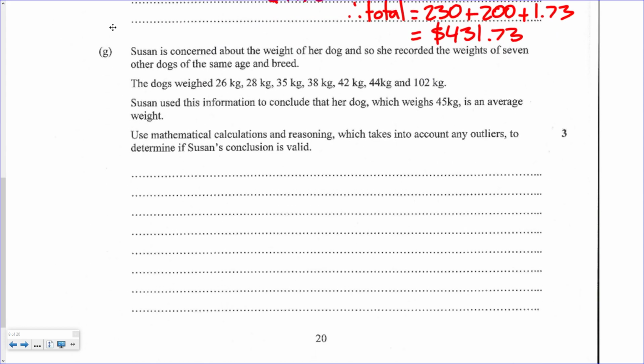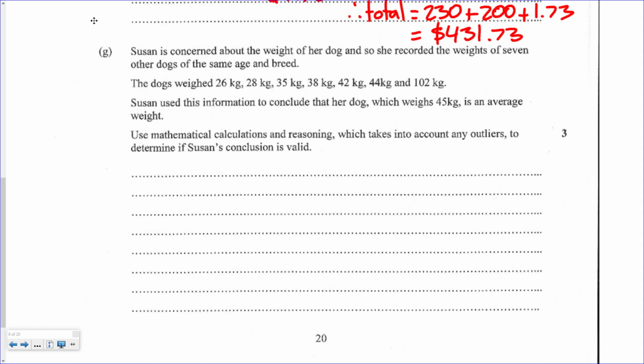And then lastly, Susan is concerned about the weight of a dog, so she recorded the weights of 7 other dogs of the same age and breed. We have all these numbers. Now, you might notice straight away by looking at those numbers that one of those numbers is quite different to the rest. That would be the 102 kilograms. That's a massive dog, by the way. So Susan used this information to conclude that her dog, which weighs 45 kilograms, is an average weight.